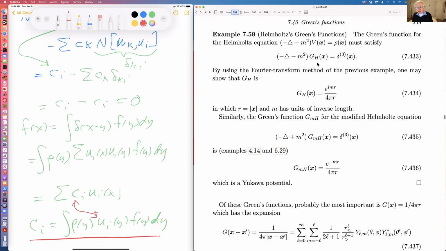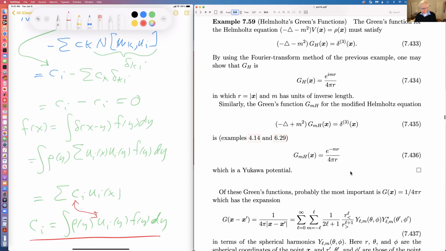Helmholtz has a different Green's function equation, minus Laplacian minus m squared, V is rho, and to solve this kind of equation you want a Helmholtz Green's function, and you can show that G_H is this. And there's a modified Helmholtz equation where you change the sign of m squared. And for that, you get the Green's function, which is actually the Coulomb potential.